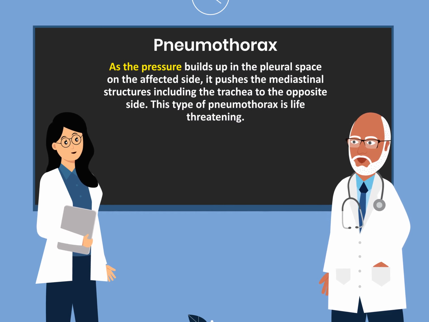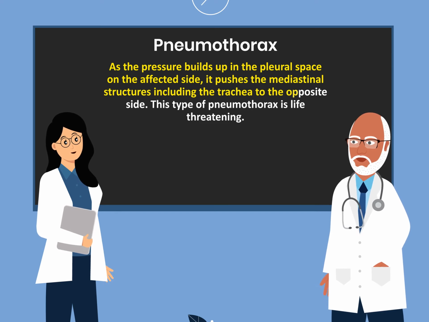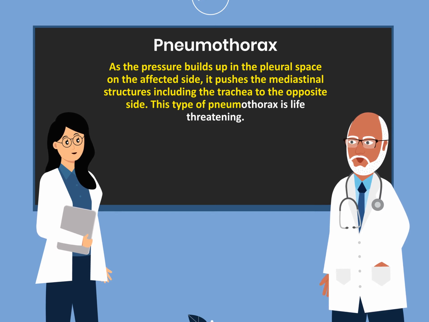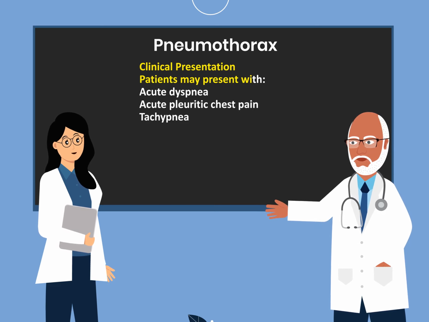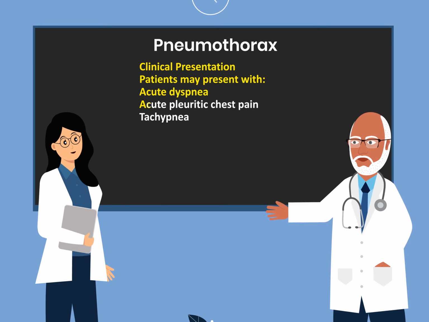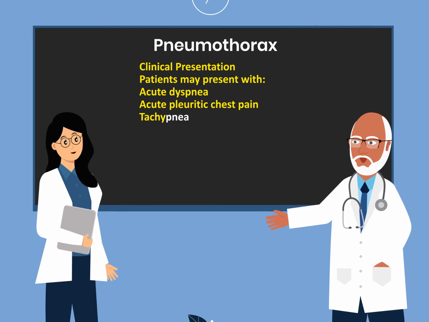As the pressure builds up in the pleural space on the affected side, it pushes the mediastinal structures, including the trachea, to the opposite side. This type of pneumothorax is life-threatening. Let's look at the clinical presentation of pneumothorax. Patients may present with acute dyspnea, or they may present with acute pleuritic chest pain. Almost all patients will present with tachypnea.